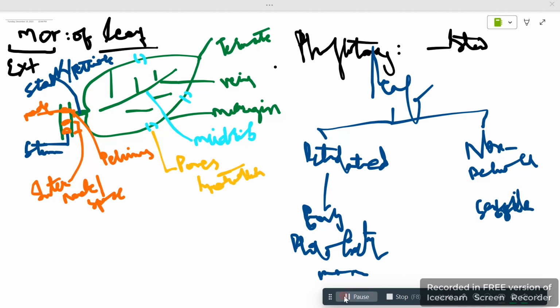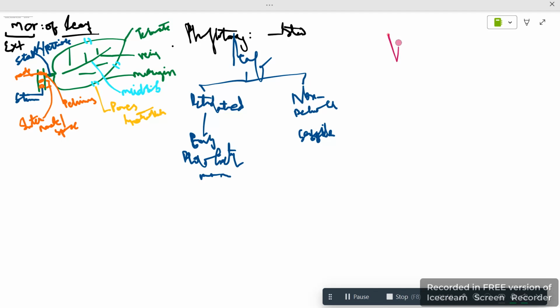Okay. So now you will see one more structure. You will see the arrangement of veins. Veins are what you can see here. These lines in the leaves are veins. So veins are of two types here. The study, or simply the arrangement of veins, is also known as venation.